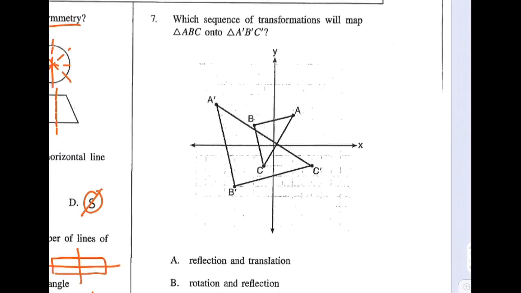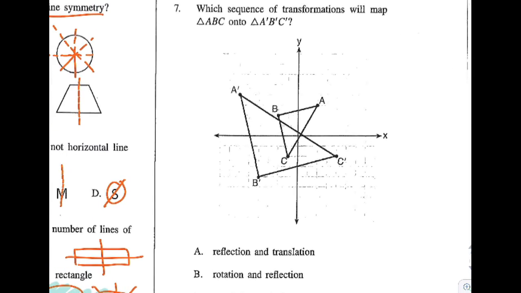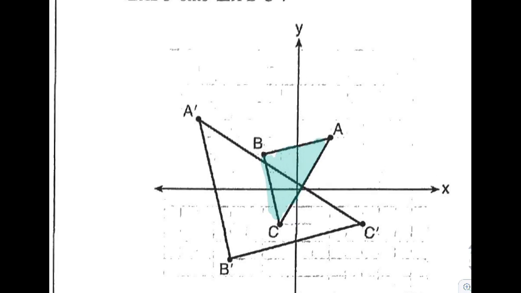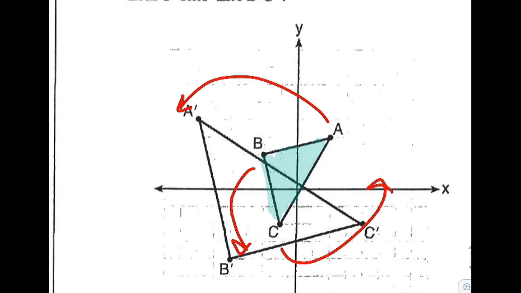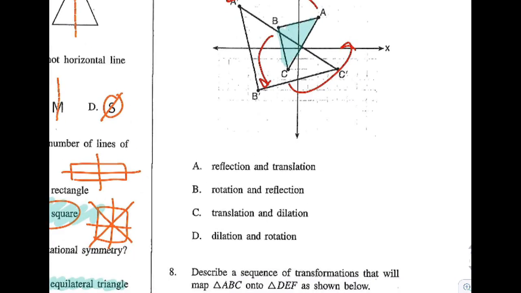Number 7, what sequence of transformations will map ABC, this smaller triangle, onto A prime, B prime, C prime? You can even tell without looking at the choices that 2 things have to happen. Number 1, this has to be rotated some amount that way to get A over near A prime and to get B down here and to get C over here. So it has to be rotated, but obviously it's too small. So once you rotate it, it would have to be dilated. So a rotation and a dilation is choice D.